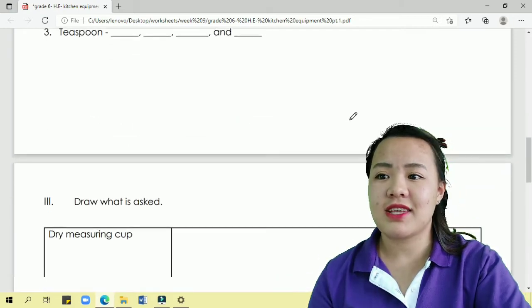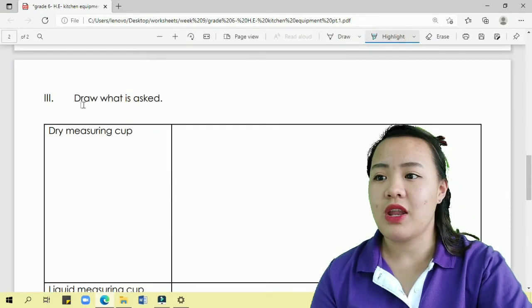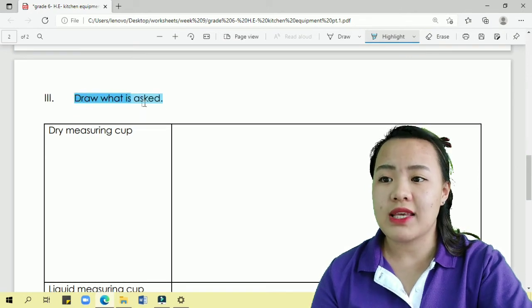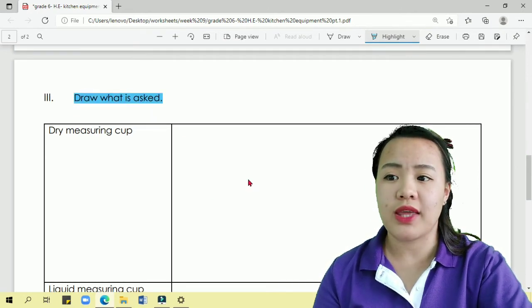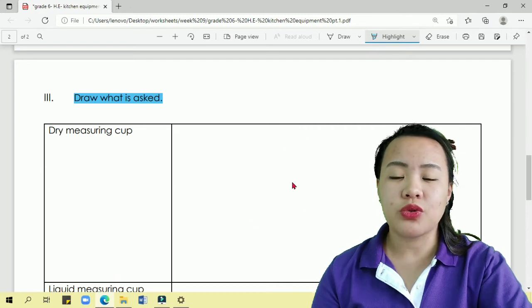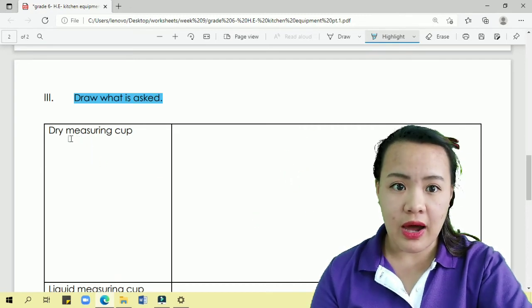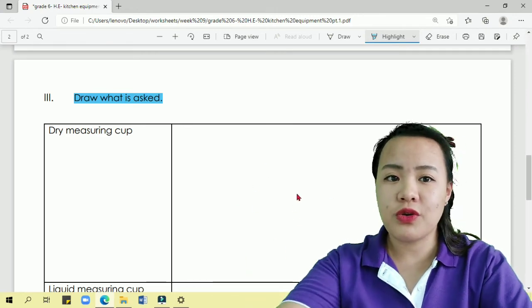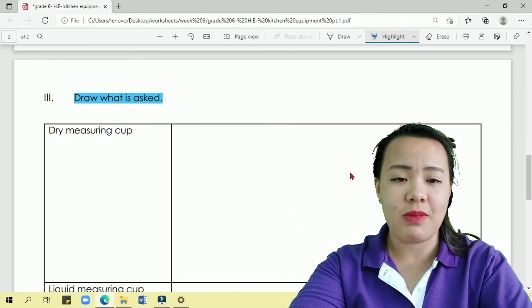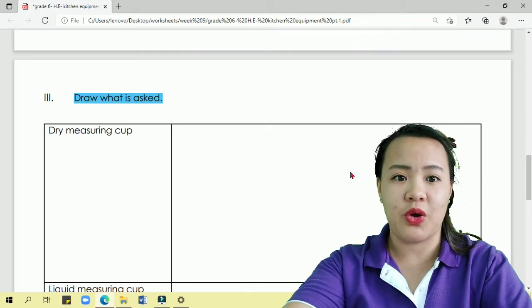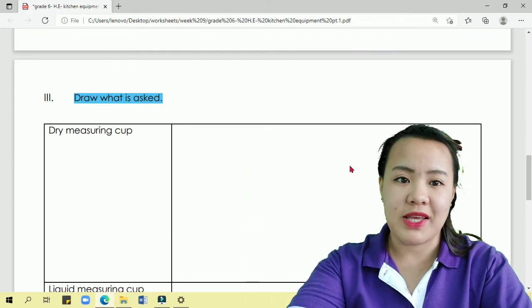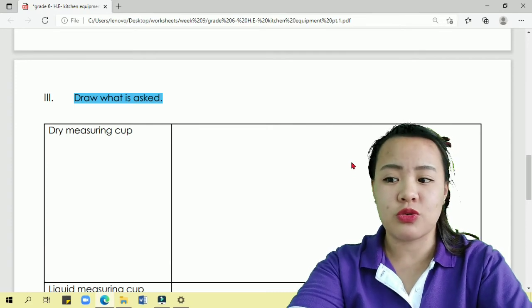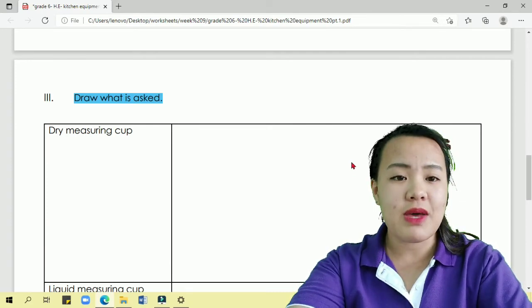Okay, so next test will be this one. Draw what is asked. In this part, I want you to draw a measuring cup. You're going to draw it in this part. If you don't know the image of a dry measuring cup, you can go back to the video where we have some examples, or you can browse Google and research dry measuring cup.